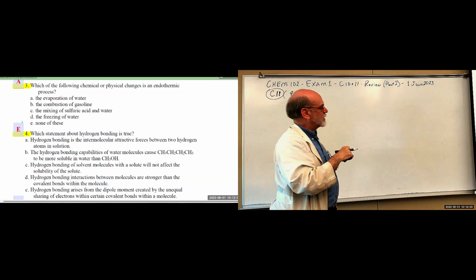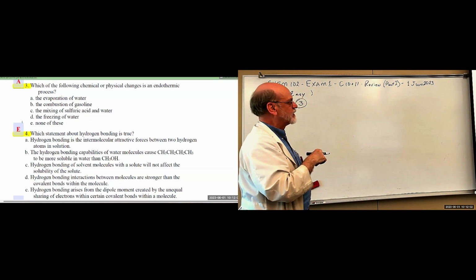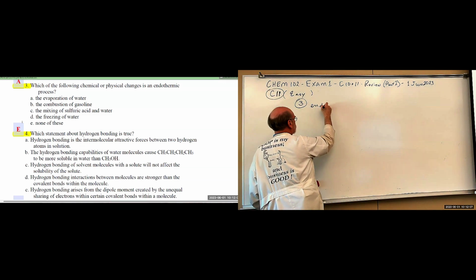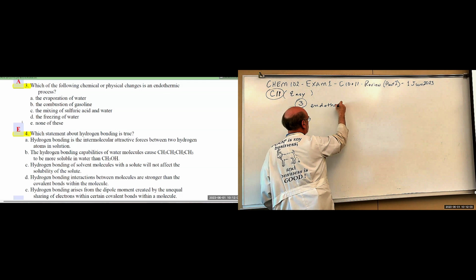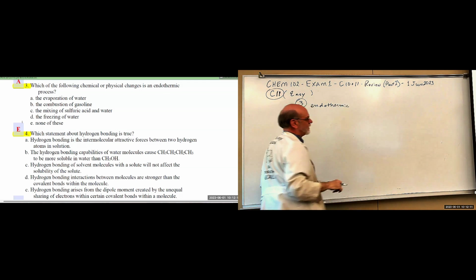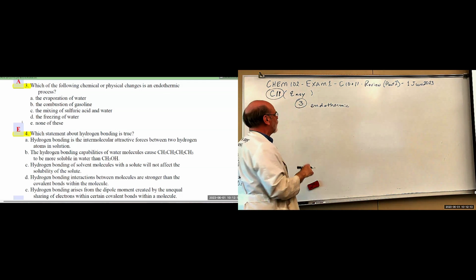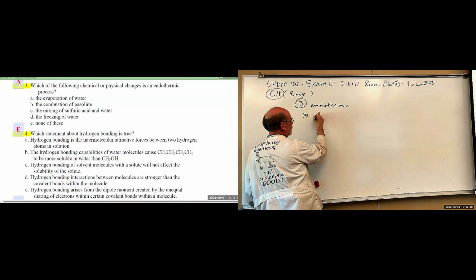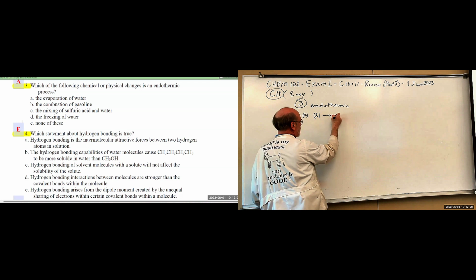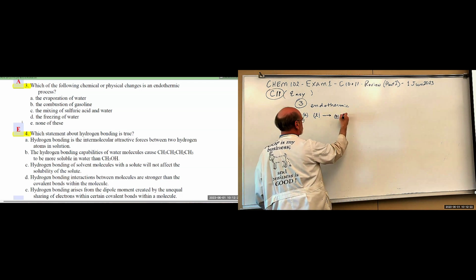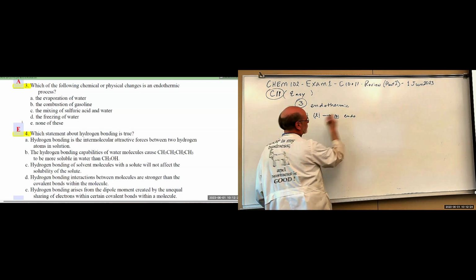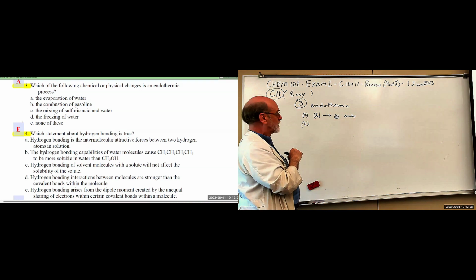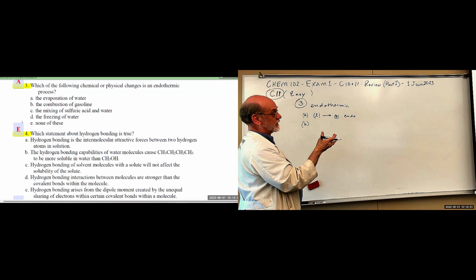Which of the following chemical or physical changes is an endothermic process? So we're looking for endothermic. Okay, evaporation of water. Water's going from liquid to gas. That's endothermic. Oh, we found our answer, because it says none of these for E.